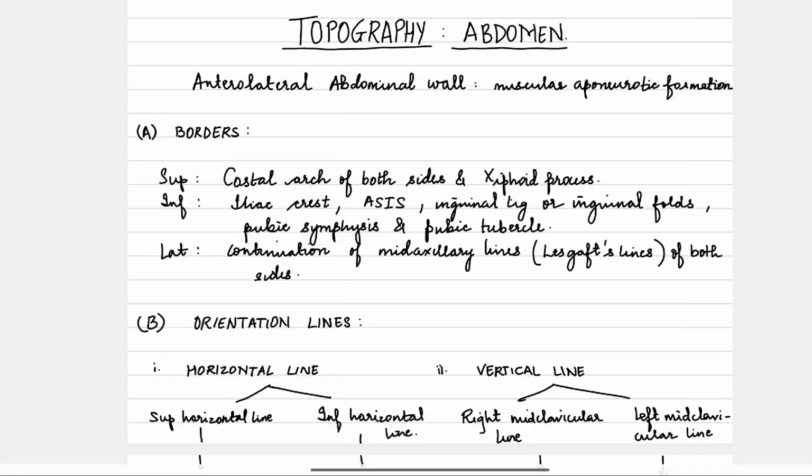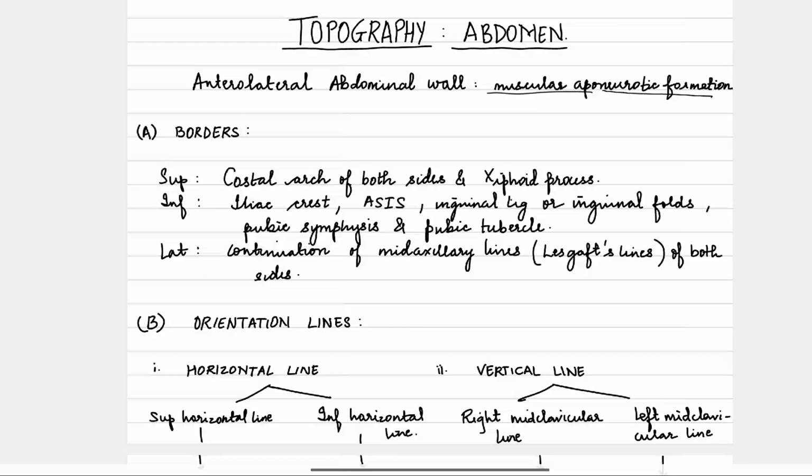So hello everyone. Today we will start the topic of abdomen, topography of abdomen. The abdomen is located anterolaterally, and it is a muscular aponeurotic formation. It is limited by the abdominal wall from the anterior and lateral side.